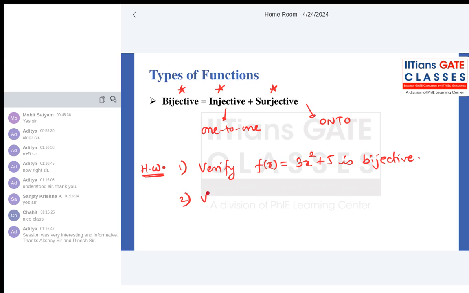One more function that I can give is, let's say, e to the power x into sin x. So maybe you should solve these two questions, and let me know in the next class if you have any doubts. But the discussion that we had so far, you should be able to solve these questions, is what I feel.